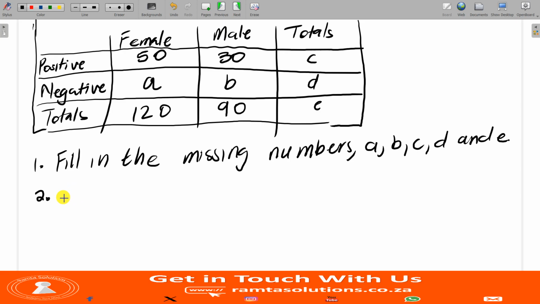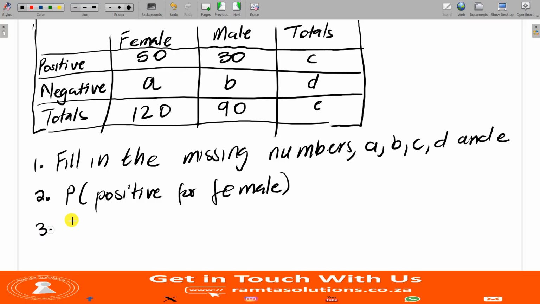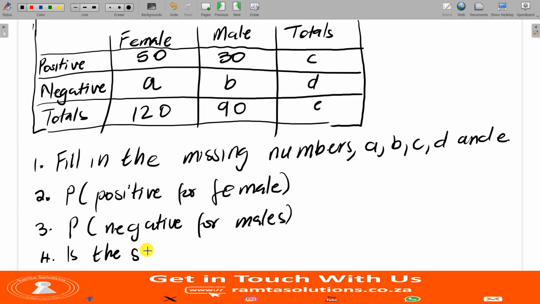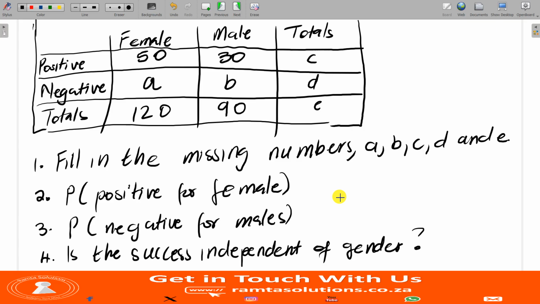Second question: what is the probability that it is positive for females? Third: what is the probability that it is negative for males? Fourth: is the success independent of gender? You don't just say yes or no. You must explain how, and because this is maths, you may sometimes need a formula.